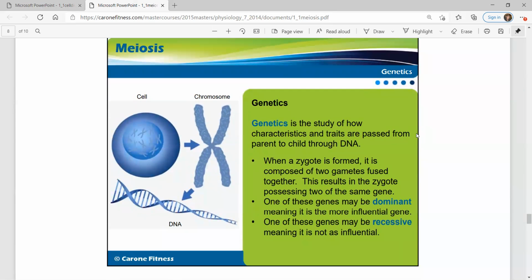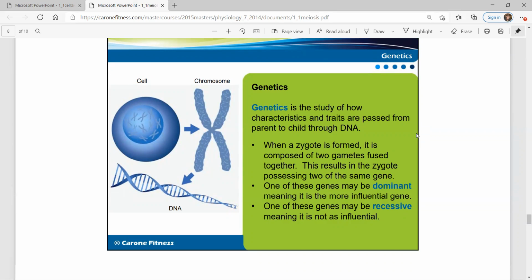Genetics. Genetics is the study of how characteristics and traits are passed from parent to child through our DNA. When a zygote is formed, it is composed of two gametes fused together. This results in the zygote possessing two of the same gene. One of these genes may be dominant, meaning it is the more influential gene. It dominates compared to the other gene. One of these genes may be recessive, meaning it is not as influential.